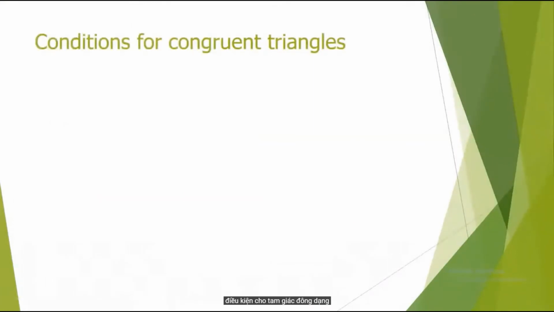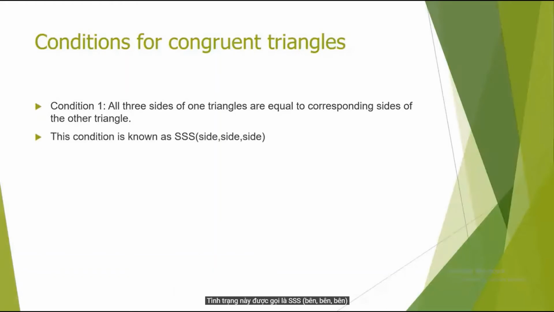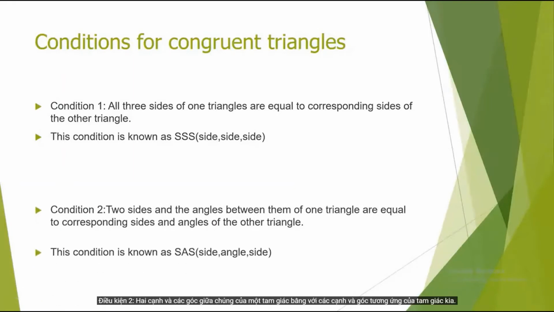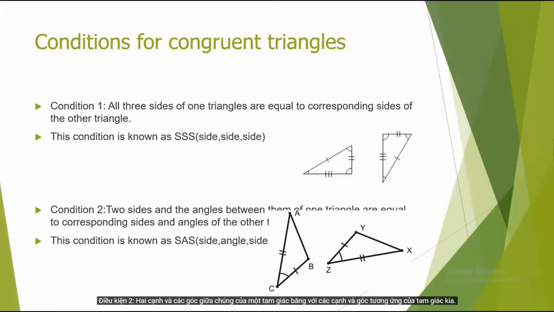Conditions for congruent triangles. Condition 1: all three sides of one triangle are equal to the corresponding sides of the other triangle. This condition is known as SSS, meaning side side side. Condition 2: two sides and the angle between them of one triangle are equal to the corresponding sides and angle of the other triangle. This condition is known as SAS, meaning side angle side.